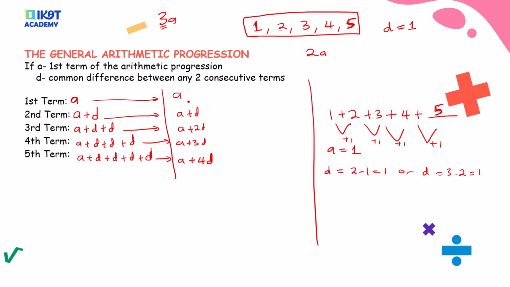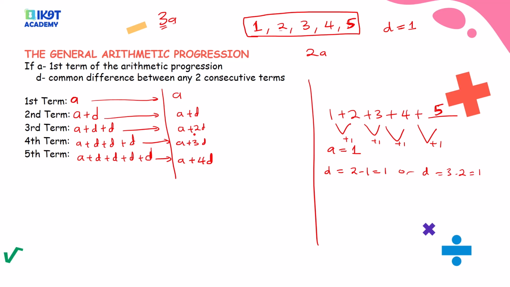And also now when I look at the common difference, its coefficient is changing. Now look at, for the first term, there is no D. For the second term, the coefficient of D is 1. For the third term, the coefficient of D is 2. For the fourth term, the coefficient of D is 3. For the fifth term, the coefficient of D is 4. Now, what does that mean?